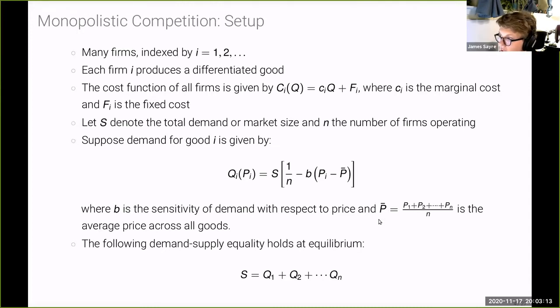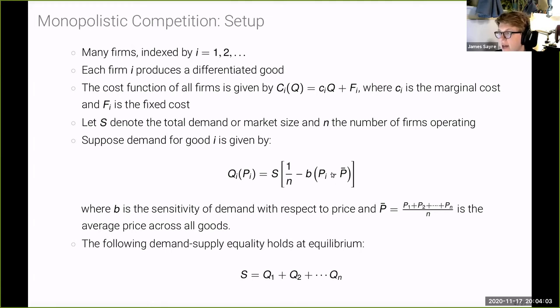Okay, the next term is P bar. What's P bar? Suppose that we have firms that range from 1 to 2 to 3 and then to N. If we take the average over all of these firms' prices, that's given by P1 plus P2 through Pn, all divided by N. In other words, we take the average of the price across all goods. P bar is just the average price. And what Pi minus P bar is measuring is how expensive the good that firm i is charging is compared to the average price.